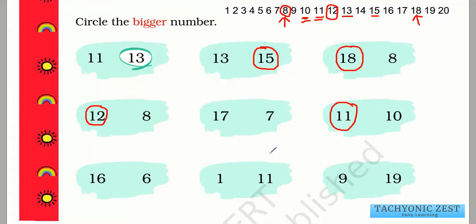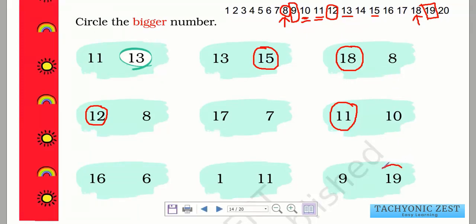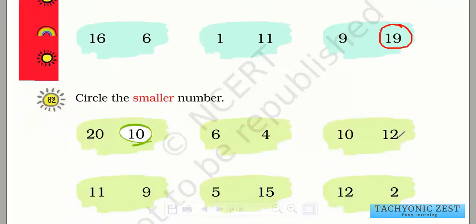We will do one more here, which is 9 and 19. Let us try to solve this one and find out the bigger number. To count 9 and 19, we can see that 9 comes somewhere here, and 19 is here. We can see that 19 comes a lot after 9. So it is 7, 8, 9, 10, 11, 12, 13, then 14, 15, 16, 17, 18, and then 19. So 19 comes after 9. So 19 is the bigger number, so 19 is the answer.